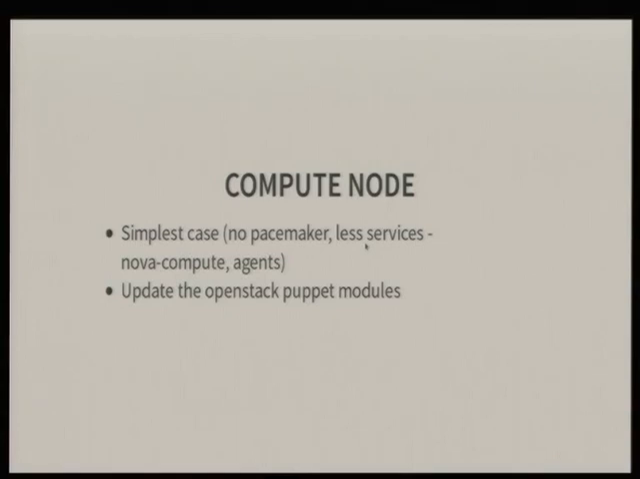So the compute node is the simplest case. It's the simplest case because there's no pacemaker. The main things that are running there are the Nova compute and the agents. So we have the OVS agent, we have ceilometer agents. So effectively, we don't have to worry about bringing the pacemaker cluster down on that node or taking the node out of the cluster, for example. We just, once we've made sure that we don't have anything running on that.